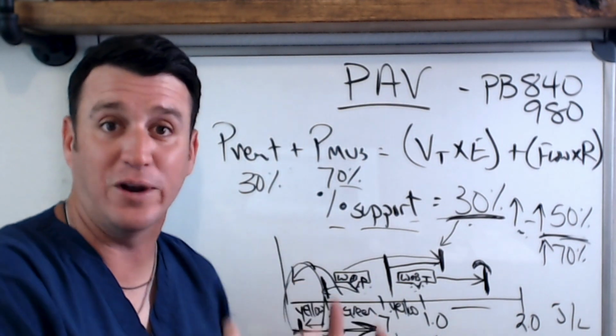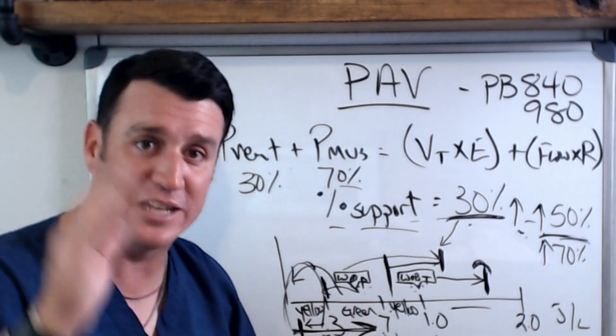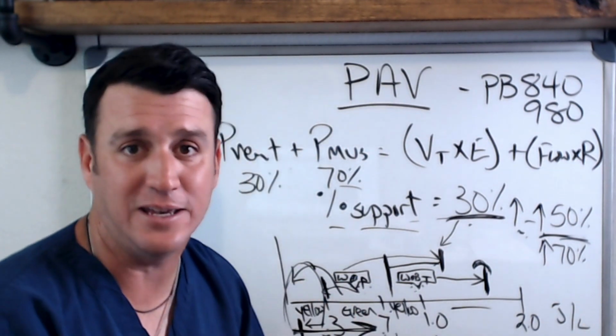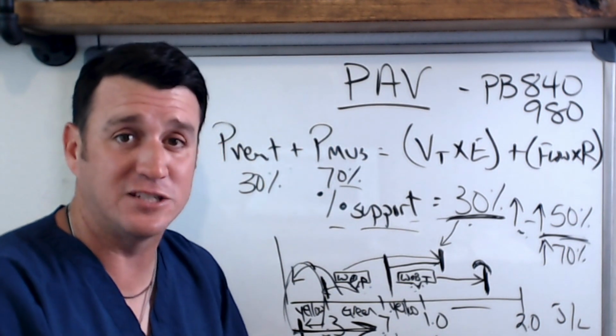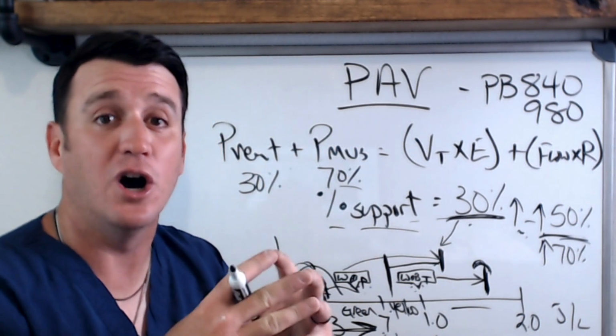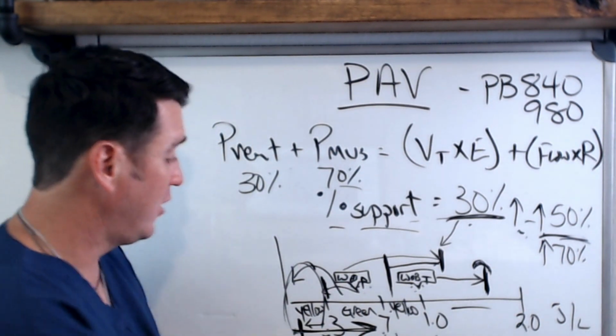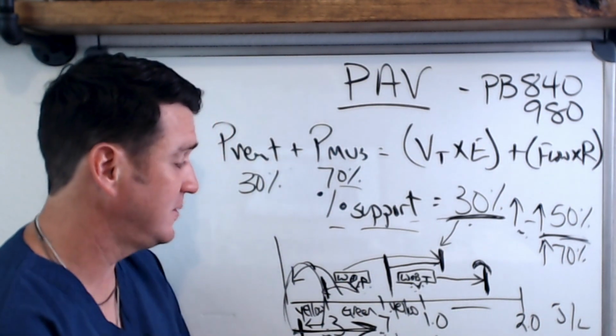You don't want them just free loafing. You don't want them just to be there and like, oh, just let the vent do all the work. Just put them in AC, right? So if you have them in this mode, you want them working appropriately. And that falls between the 0.3 to 0.7 range.